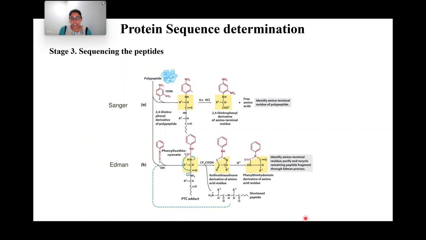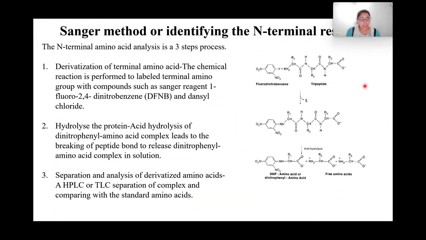And how do you do that? First thing is you form a derivatized form of the N-terminal residue. So what you do is you label the terminal amino group on the N-terminal with compounds like DFNB and dansyl chloride. So suppose you have a peptide, and then you have this compound here, and you ask it to label it. So in this end, in the NH2, this group will be added.